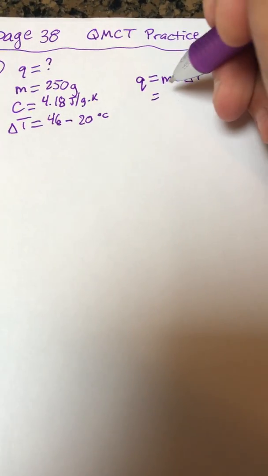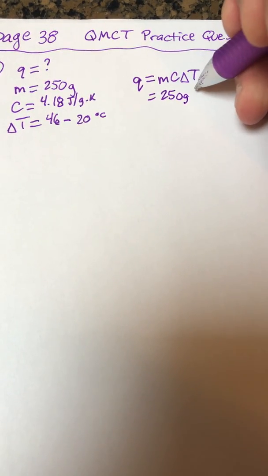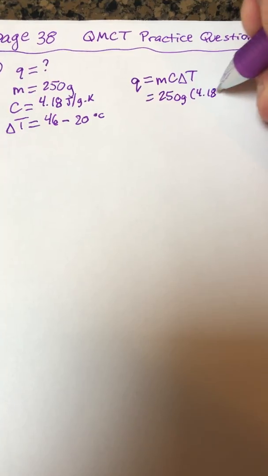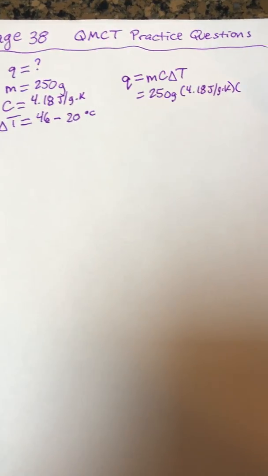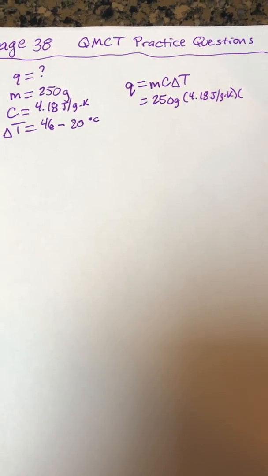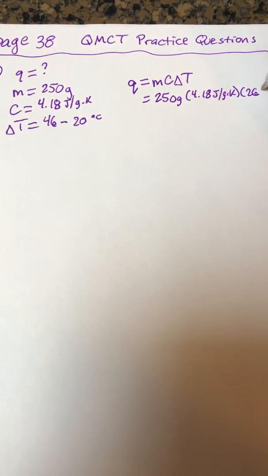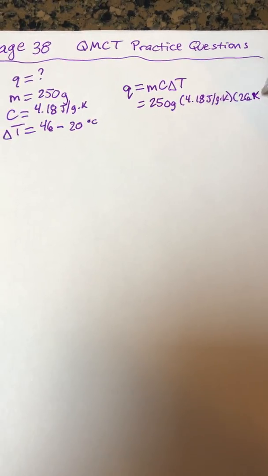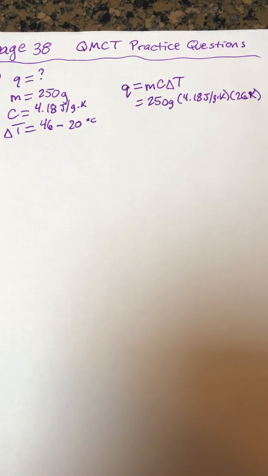Now we can plug in Q equals 250 grams times our heat capacity of water. And finally, we're going to multiply it by our difference in our temperature, which when you do 46 minus 20, you should get 26. And I'm going to make it Kelvin. So remember, change in temperature is the same for Celsius and Kelvin on both scales.